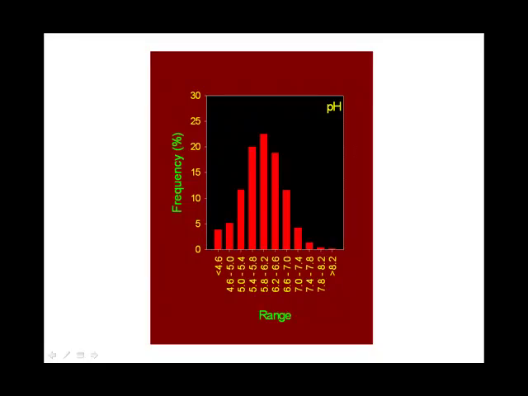There are about 10% of the samples that were very acidic, below pH 5, or were very basic, above pH 7. Now these out-of-range pHs are important in terms of plant nutrition and health.